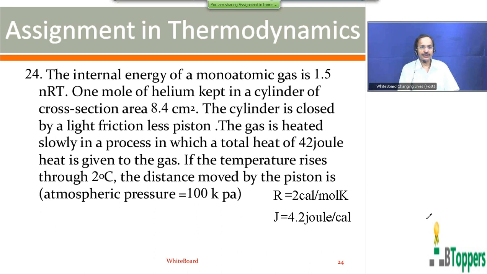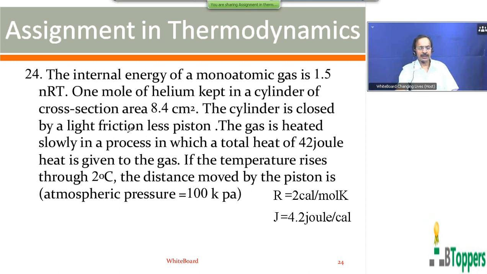This problem was originally given in one of the IIT exam papers. It is also the same problem as given in H. C. Verma, Concepts of Physics, Volume 2. I am going to read out question number 24 now. The internal energy of a monatomic gas is 1.5 nRT. 1 mole of helium is kept in a cylinder of cross-sectional area 8.4 square centimeter.